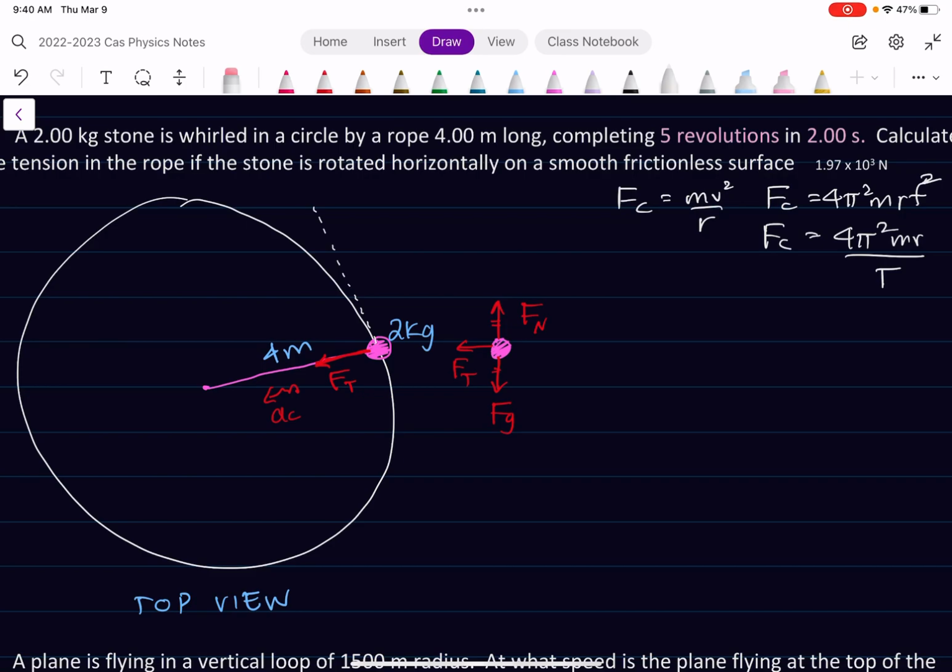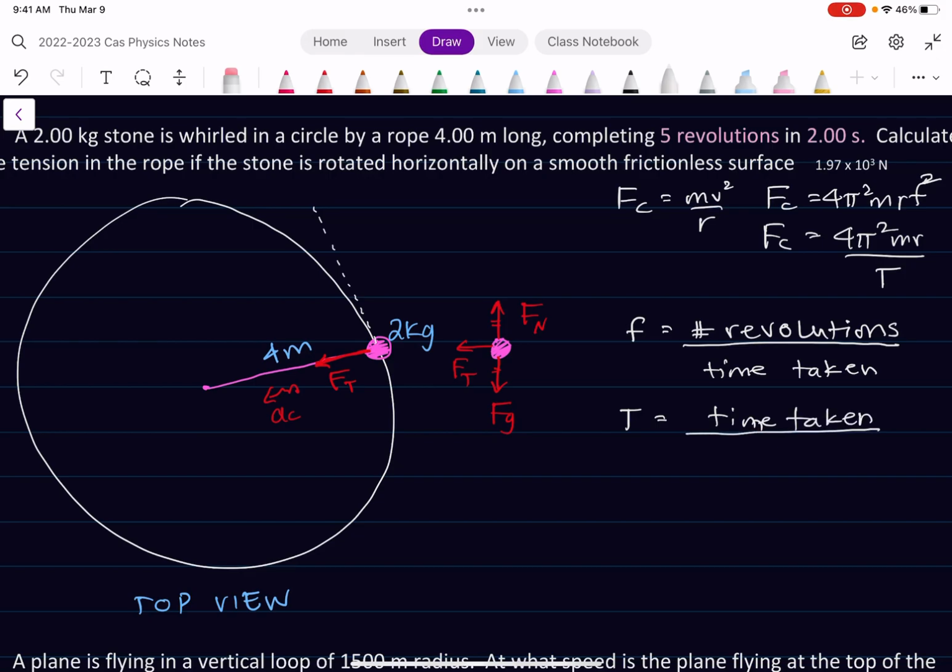So how do we find the frequency or the period? We would use the revolutions and the time. Frequency has a formula that is the number of revolutions divided by the time taken. And as you know, the period is the inverse, so it's just time taken divided by the number of revolutions, or the number of cycles, the same thing. So, I don't know, let's just do the frequency one.